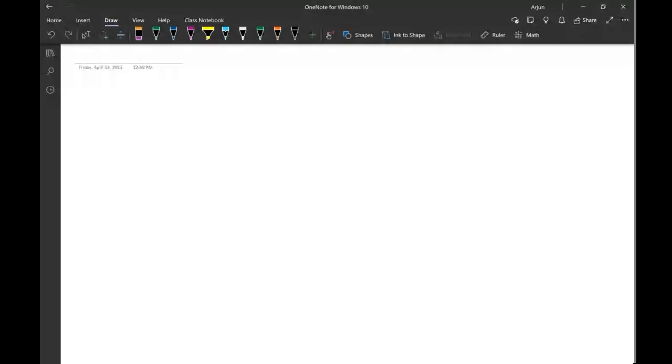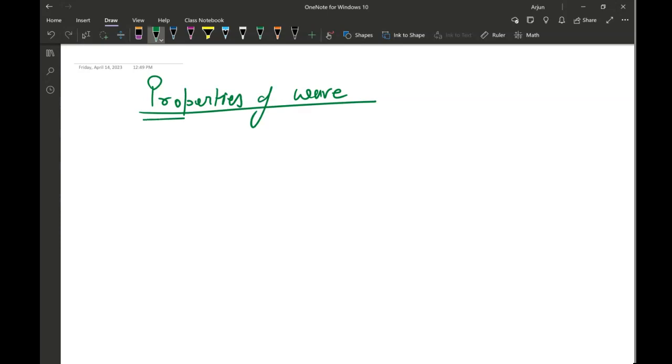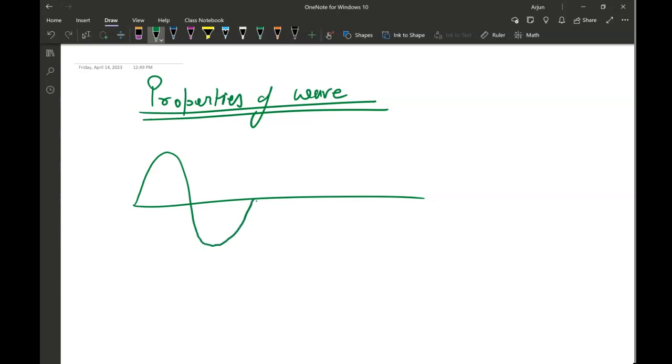Folks, in today's class, I'll talk about the final chapter, that is the properties of the wave. Properties of wave. Now, first of all, we'll talk about how a wave looks like, and then we will talk about the terminology of the wave, and then we will talk about some of the properties of the wave too. So that's how a wave looks like. All right, that's a basic representation of a wave.